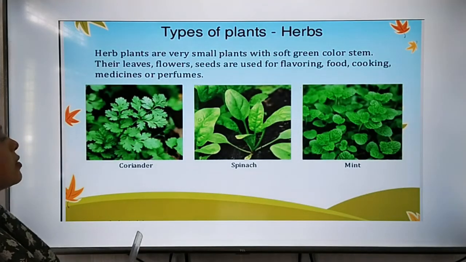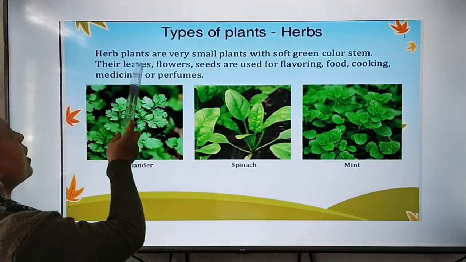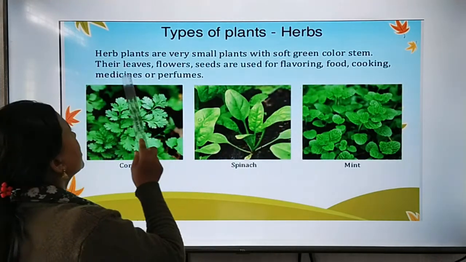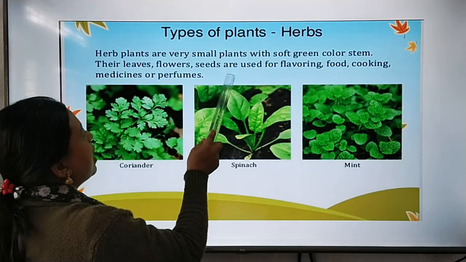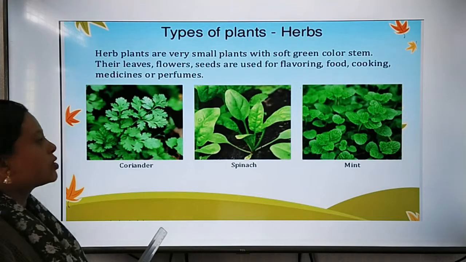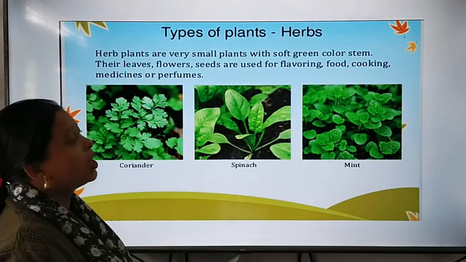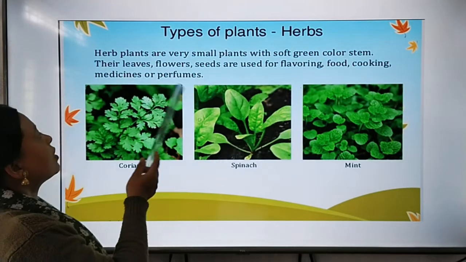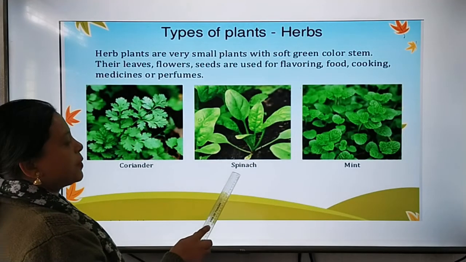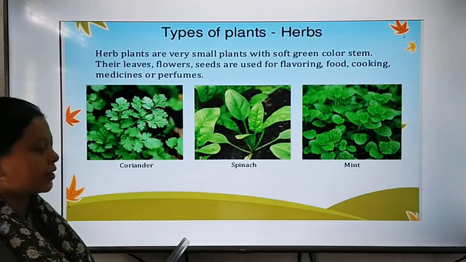Now, next type of plant is herb. Herb plants are very small plants with a soft green stem. Their leaves, flowers and seeds are used for flavoring food, cooking, medicines or perfumes, okay. So herbs are used for flavoring food and smell, and cooking, medicine or perfume. These are examples of herbs: coriander, spinach, mint. They come under vegetables that we eat.